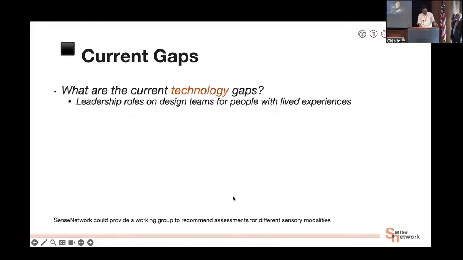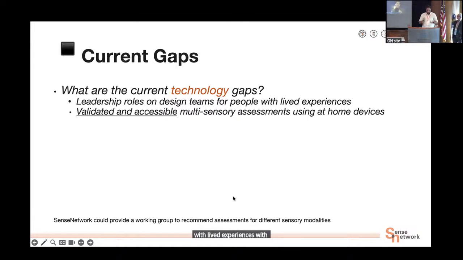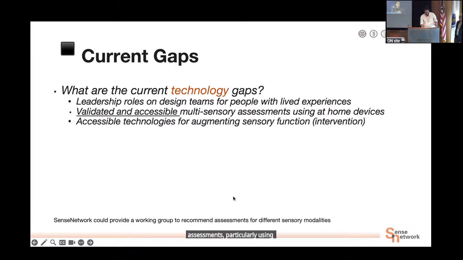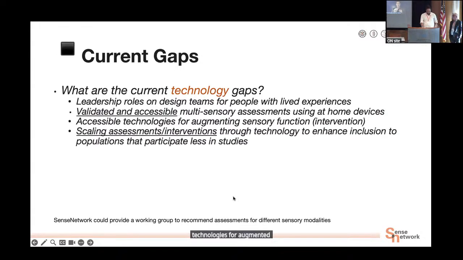With regard to technology gaps, the first thing we need to think about when designing new technologies and new measurements is integrating leadership roles on design teams for people with lived experience of sensory loss. We also need validated, accessible, multisensory assessments, particularly using at-home devices if possible, things like phones, and let imagination run wild on that one. Also accessible technologies for augmenting sensory function at the intervention level. And then scaling these technologies, interventions, or assessments to enhance inclusion of populations that tend to participate less in studies.